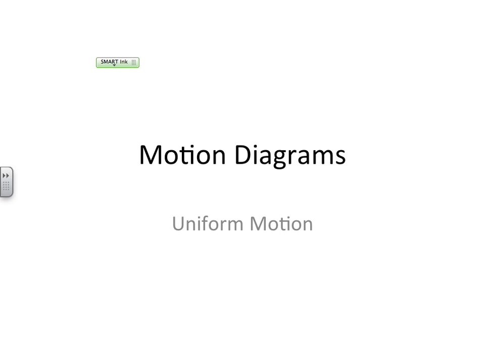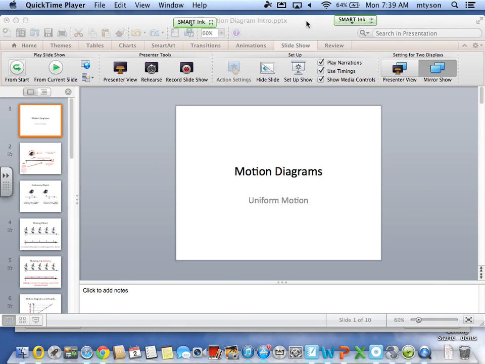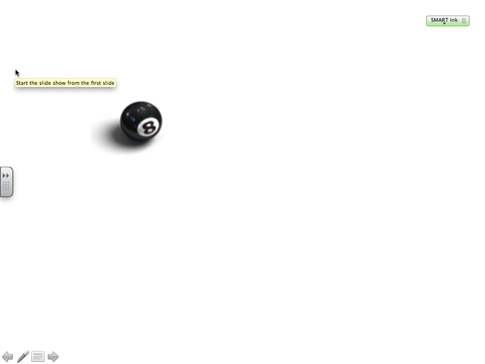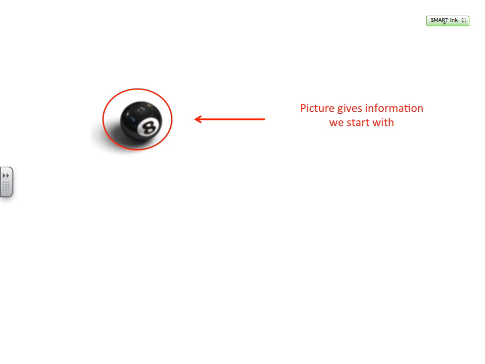So first thing is motion diagram. If we take a look at this object here that I have, I've got an object that I start with. Let me move this box out of the way so that we can see it. So here is my object, and that's what we always have to start with. Now, the picture gives information that we start with. It could be a ball, it could be a car, it could be, in this case, a pool ball. But we basically have to start with a picture. This could also be the marks on your bubble tube.